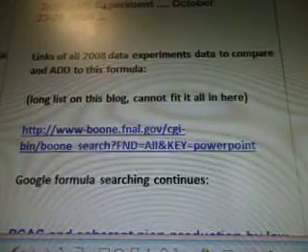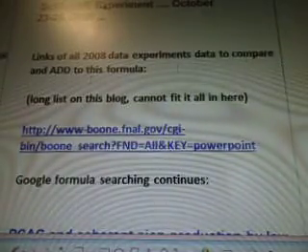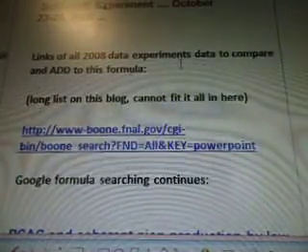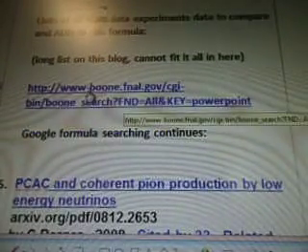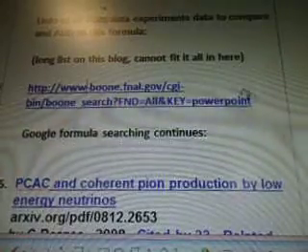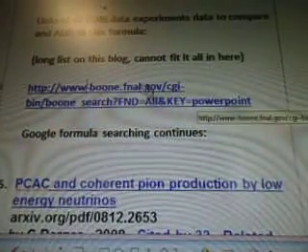Links to all 2008 data experiments, data to compare and add to this formula. There was a long list, so I didn't put it in here. So I'm going to show you what it is, just so you can see how large it is. There's all sorts of experiments. I don't know exactly how this all ties in together, but this gives you a rough idea. There's at least, I'd say 30-40 links on this page.